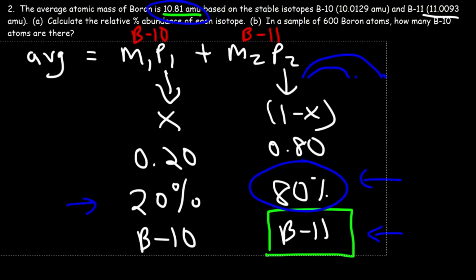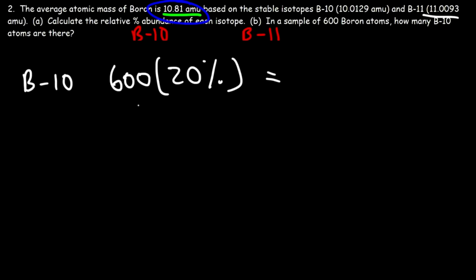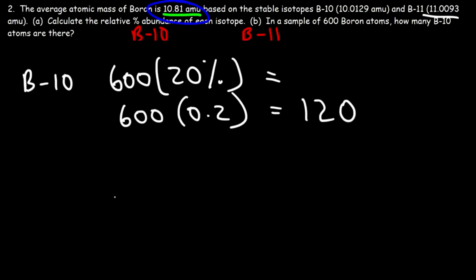Now let's move on to part B. In a sample of 600 boron atoms, how many B10 atoms are there? Well, let's find out. So we know that 20% of the boron atoms will be the B10 isotope. So we've got to multiply this by 20%. So this is the same as 600 times 0.2, and 600 times 0.2 is 120. So in a sample of 600 boron atoms, 120 out of those 600 boron atoms will be the B10 isotope.